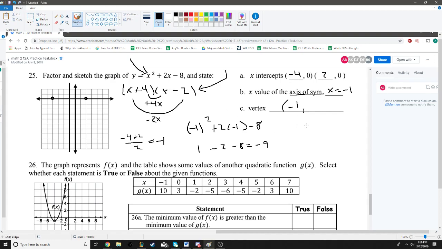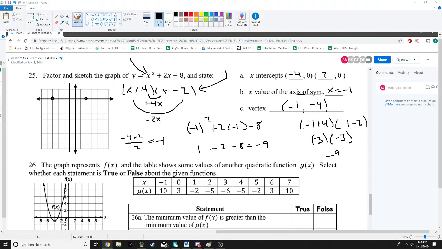Or, if you plug it into the factored form, this is negative 1 plus 4 times negative 1 minus 2, which is 3 times negative 3, which comes out to negative 9. You do whichever way you like better. But there's your vertex.